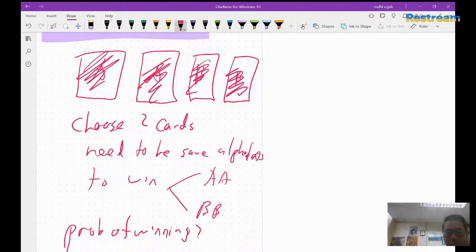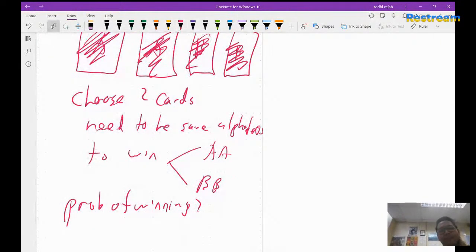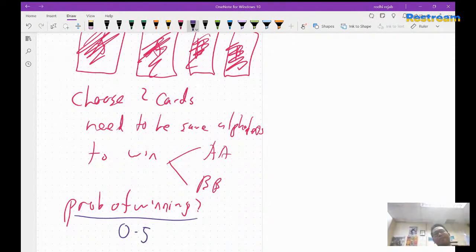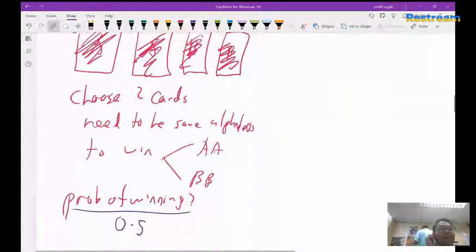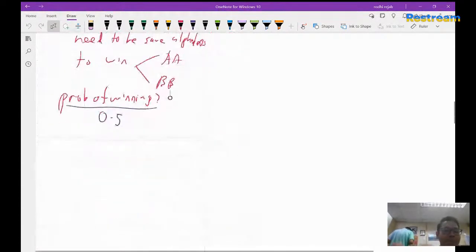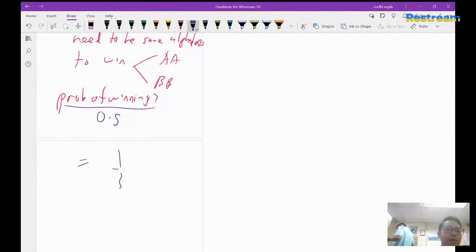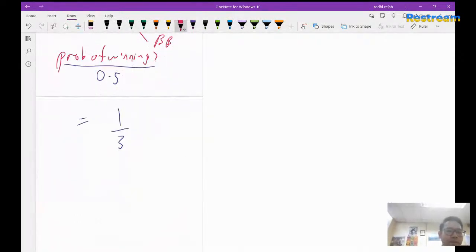On the first glance, it looks like 0.5. I mean, it's either AA or BB, so it's a half probability lah. And I've done this experiment in my class, my lectures, and the number of people who get it is far less than 0.5. In fact, the nearest that I can ever get is actually 1/3. The probability of winning is actually 1/3.